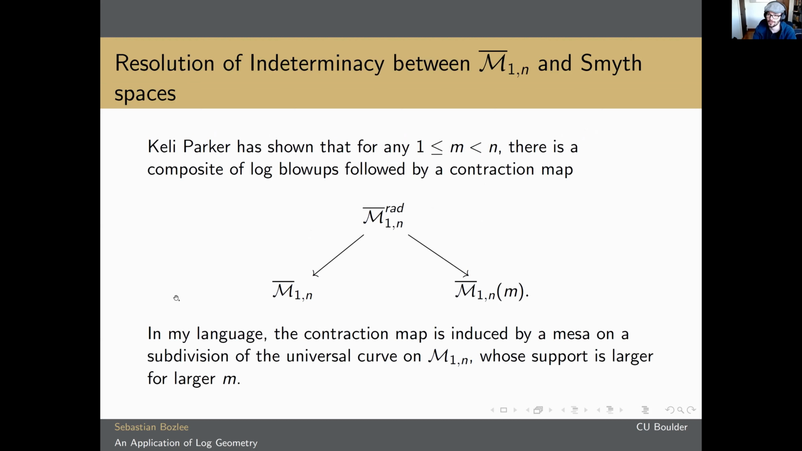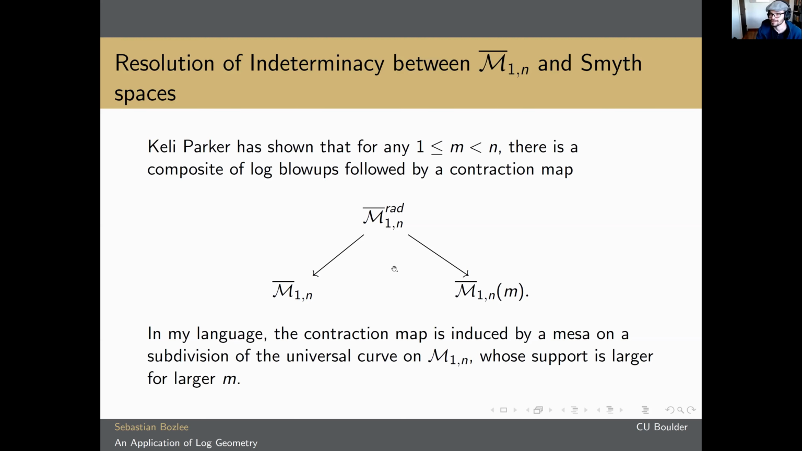So we can do this, for example, with Kelly's result. We take M1n bar, we do a whole bunch of blowups. We'll end up with a moduli space known as M1n rad. And then we'll be able to subdivide and put a mesa on the subdivided universal curve, which will induce a contraction to the Smyth spaces.